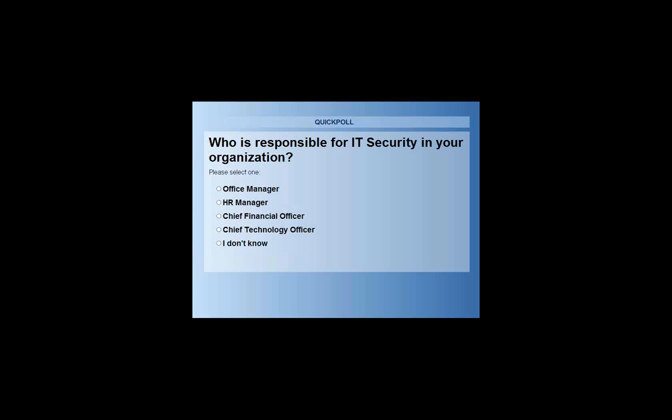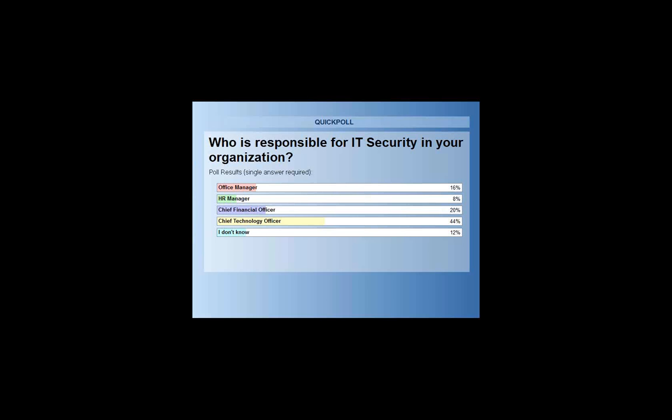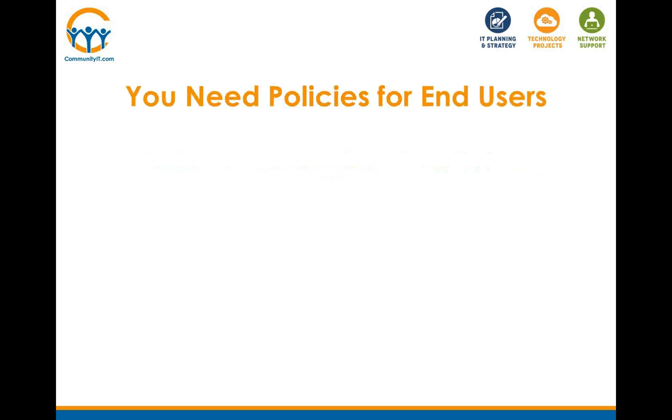I really want to stress, if you don't know who this person is, it's time to find out. Because changes will not happen, and we can make policy changes, but unless there's someone there to have the follow-through, it's not going to be effective. Someone has to lead the charge to make sure that changes get implemented and followed up on. We need policies for our end users.